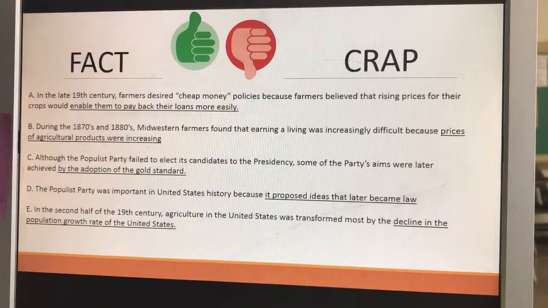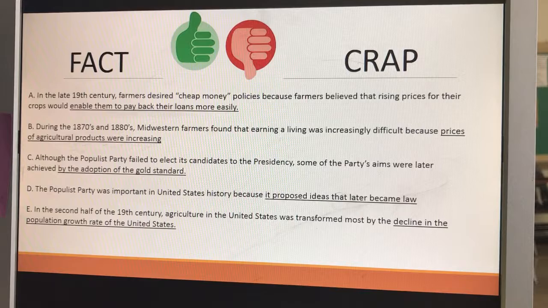Okay, these are some fact or crap questions about populism. So is it true or false? In the late 19th century, farmers desired cheap money policies because farmers believed that rising prices for their crops would enable them to pay back their loans more easily. Is that fact or crap? That's actually fact. That's the whole reason they wanted more money, because it would raise the prices of their crops and they could pay back their debts easier.